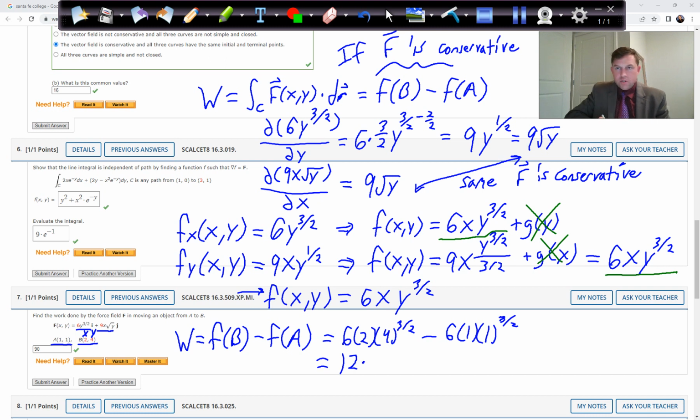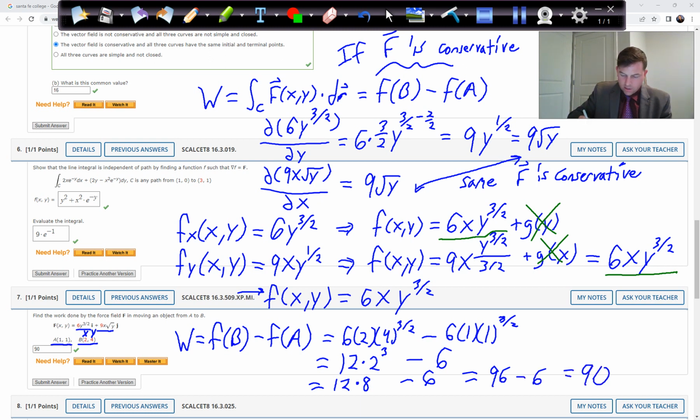Now, you can do this in one of two ways. You can take 4 to the third power and then take the square root of that, or what I think is easier, take the 1/2 power of 4, which is the square root of 4 raised to the third. So the square root of 4 is 2 raised to the third. 1 to any power is 1, 1 times 1 is 1, so this whole thing is 6. This is going to give us 12 times 8 minus 6. 12 times 8 is 96, minus 6. The work done is 90.